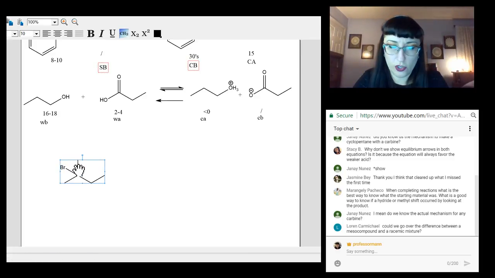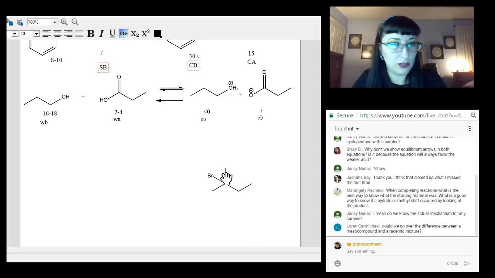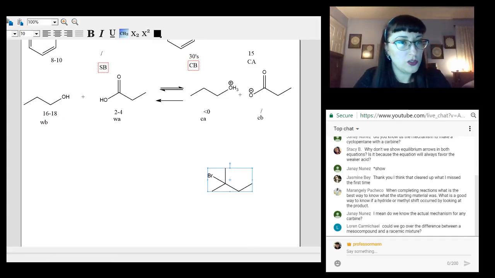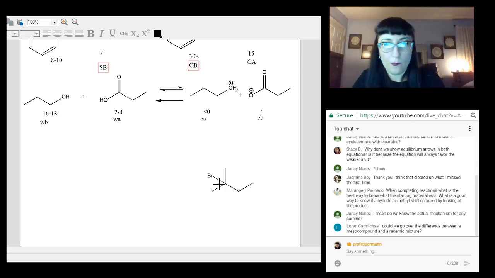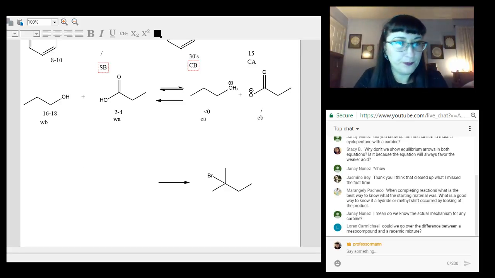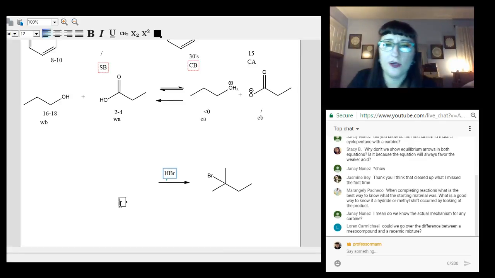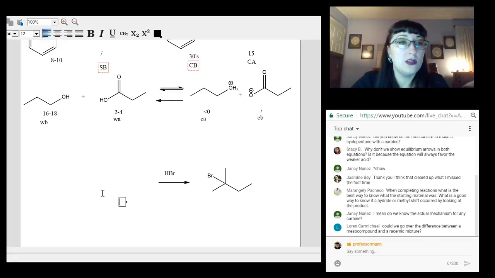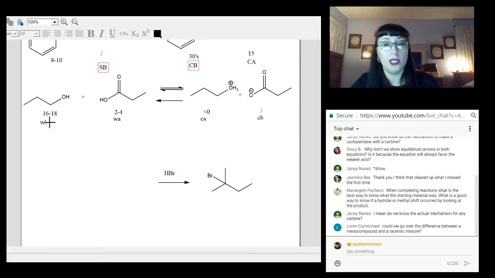Marangeli, this is answering your question on how do we know if a shift happened and such. So let's say I have something like this, and we're basically trying to figure out what the starting material of that reaction could be. Well, there's a couple of different answers for that, and it's basically just practice and working with it to kind of see the different possibilities.